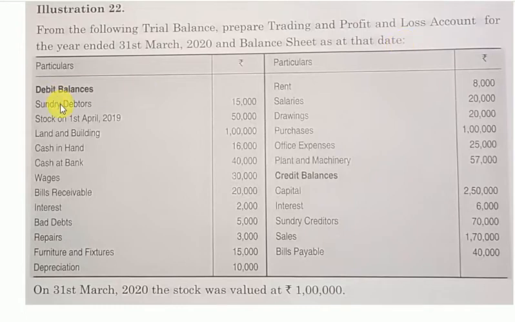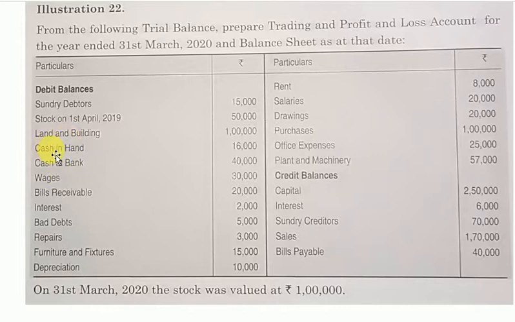The debit balances: Sundry debtors. Debtors is an item for the balance sheet, as we have already discussed, so this will transfer to the asset side of the balance sheet. Another one is stock on 1st April 2019, that is the opening stock, and this opening stock will transfer to the trading account. Now proceed towards the next item, land and building. Land and building is an item of the balance sheet, so it will transfer to the asset side of the balance sheet.